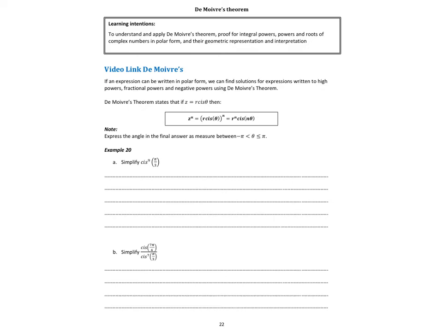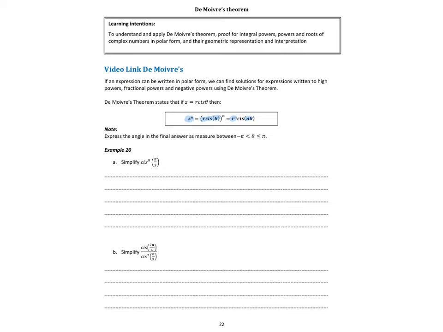Okay, so de Moivre's theorem is a way in which we can manipulate powers of complex numbers that are already in polar form. I guess the key component of the whole thing is if I raise any complex number in polar form to a power, all we need to do is raise the magnitude, or the modulus, to the power of n and multiply the angle by n as well.